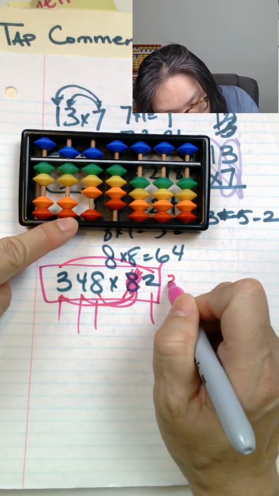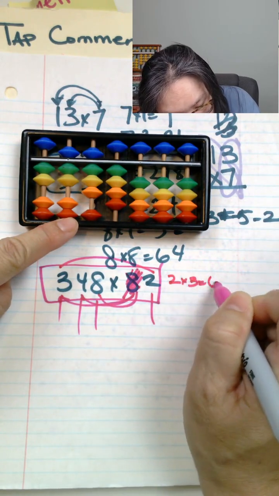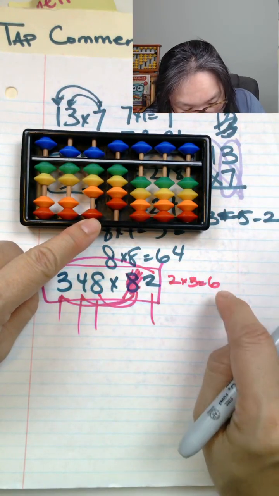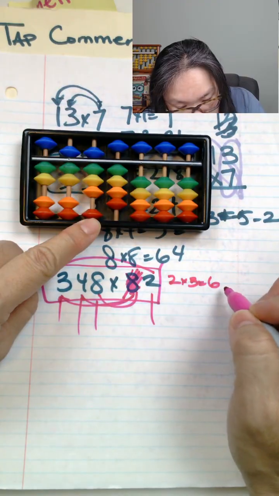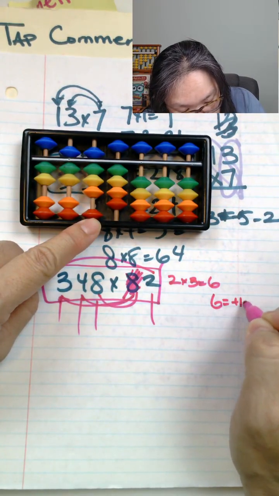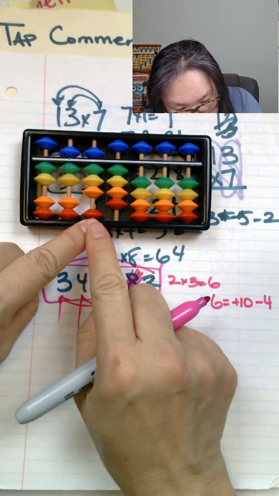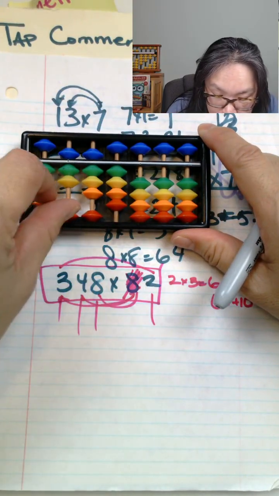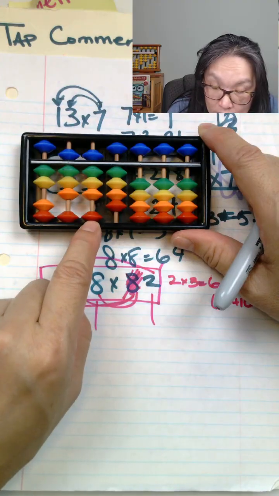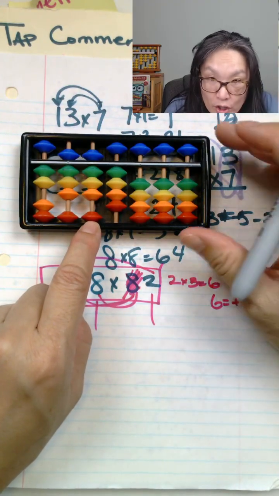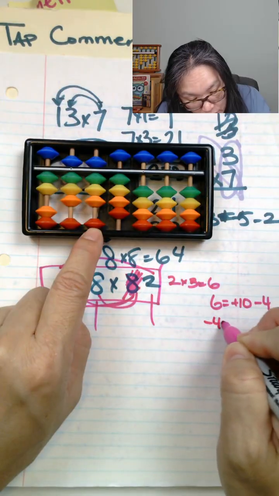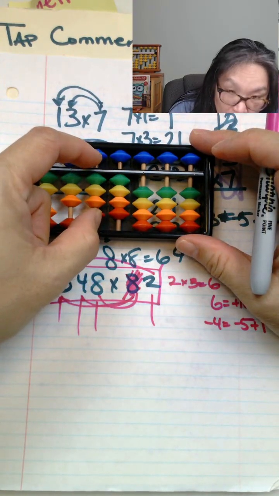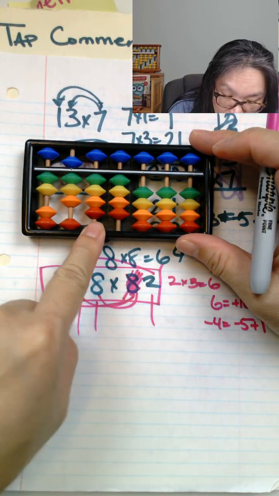So 2 times 3 is equal to 6. 6 is a single digit, so I go back one column and I add 6. Is there enough? No. Plus 6 is equal to plus the 10 minus 4. So I need to plus the 10, and I take away the 4. Is there enough to take away 4? No. Minus 4 is equal to minus 5 plus 1. Minus the 5 plus the 1. I'm still here. I didn't move.